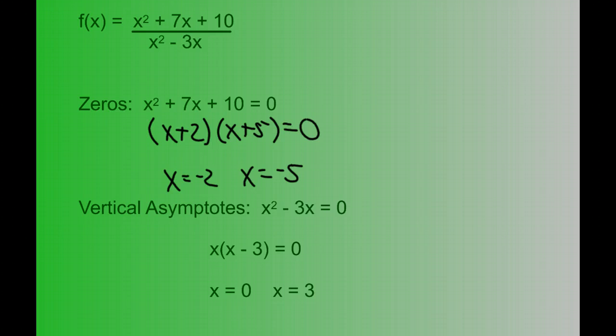Your job today is going to be to look at a rational function and find out where all the zeros are going to occur and where all the vertical asymptotes are going to occur. We're going to set the top equal to 0 and the bottom equal to 0 to do that, and we factor and solve. Good luck.